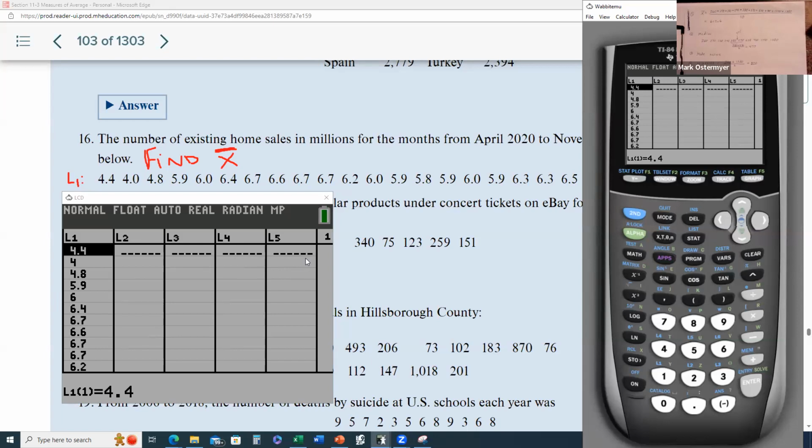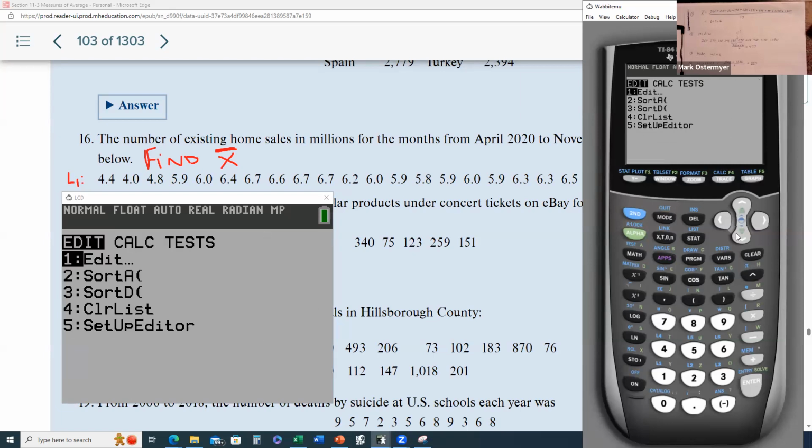It has 6 lists as opposed to just 3 lists on the TI-30. I entered my data into list 1, and I can actually sort my data very, very easily on this calculator. All I would do, after entering data into this list, is hit my stat button, go down to sort in ascending or sort in descending order, take your pick.